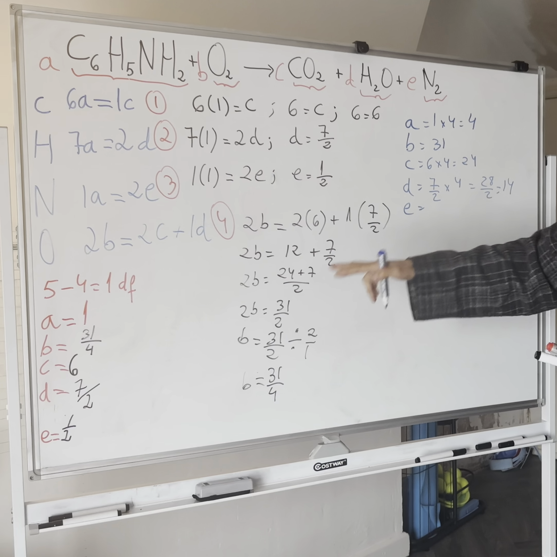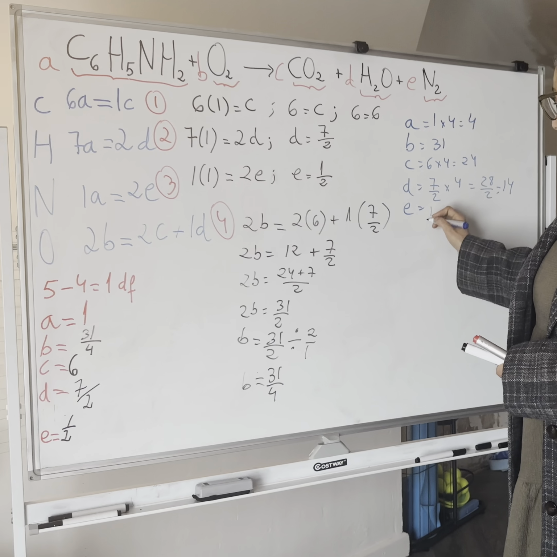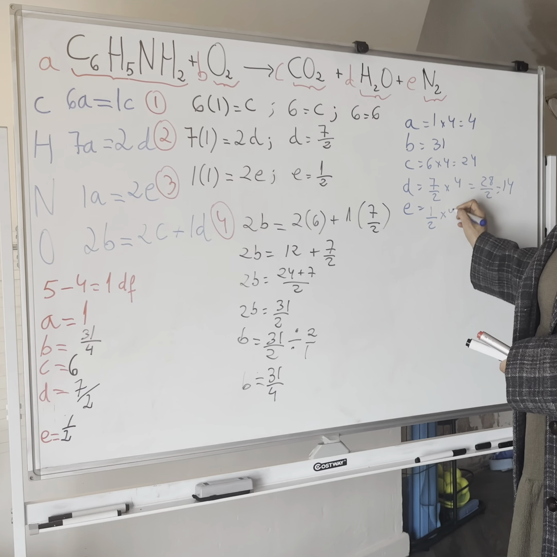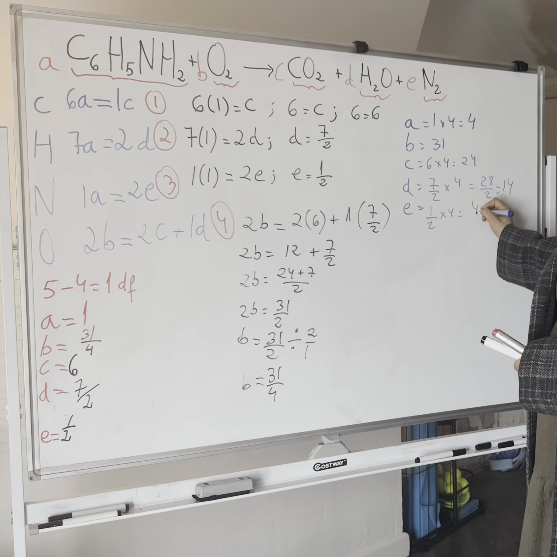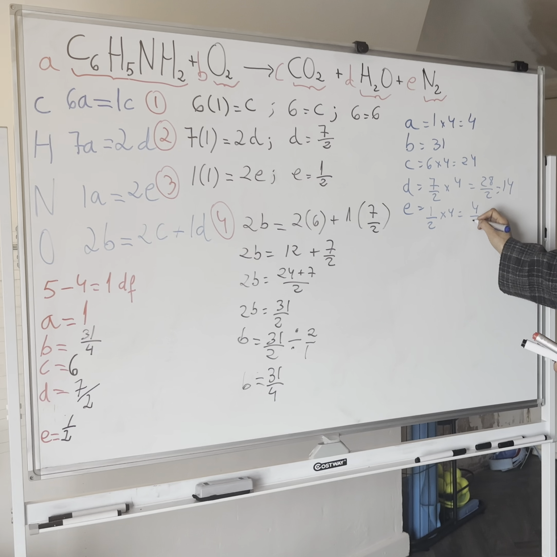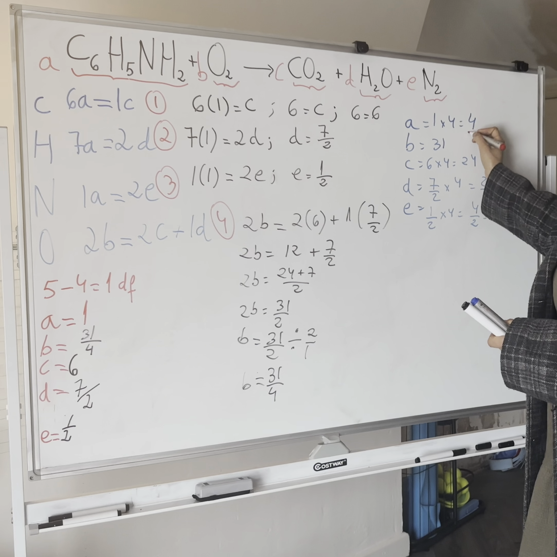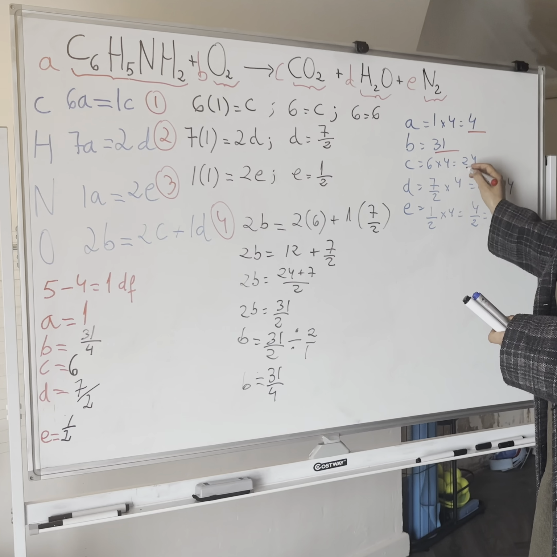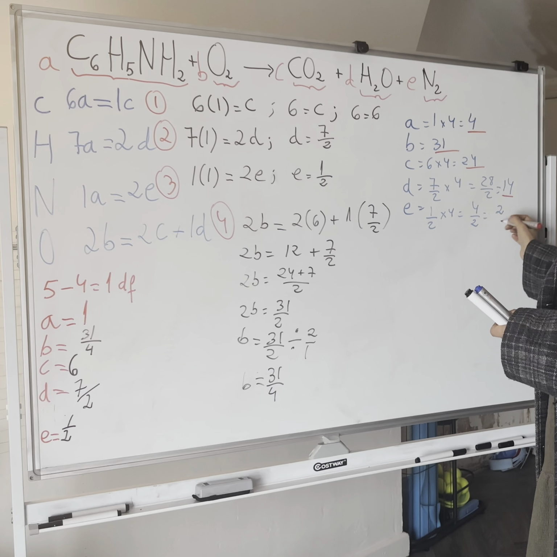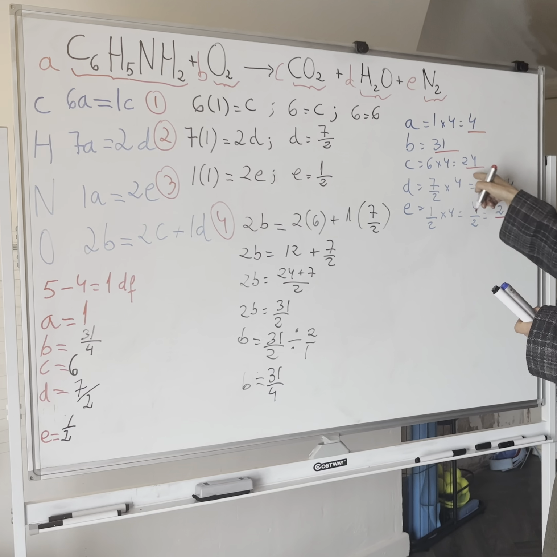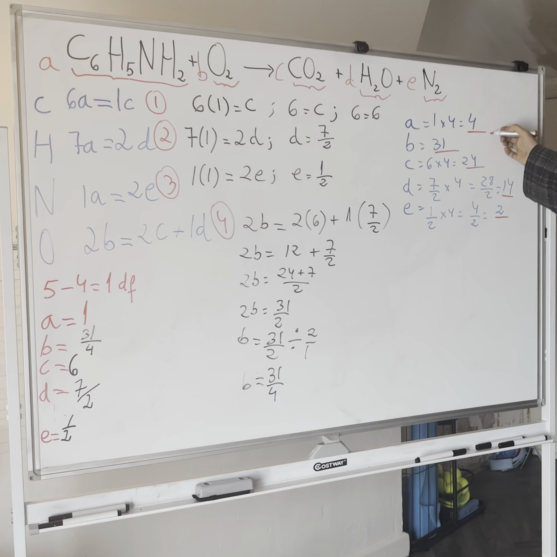Now we do E. E is 1 over 2 times 4. This gives us 4 over 2, and this is 2. You divide, it gives us 2. Now, if you want, we can highlight the new coefficients, because there is so much information, a lot of data here. So 1, 2, 3, 4, 5. These are the new coefficients.